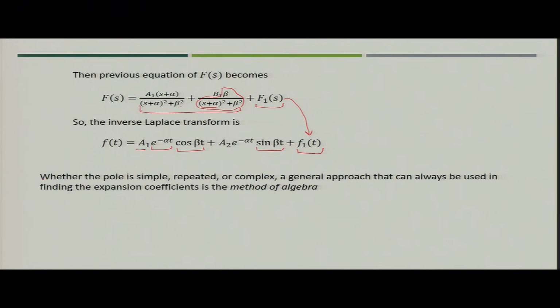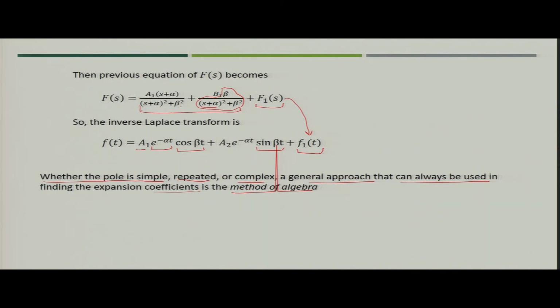So, whether the pole is simple, repeated or complex, the general approach that can always be used in finding the expression is the method of algebra. That means whatever we did in algebra, the same can be applied here also, if you want to find the constant components in any case of the Laplace transform which we discussed till now.